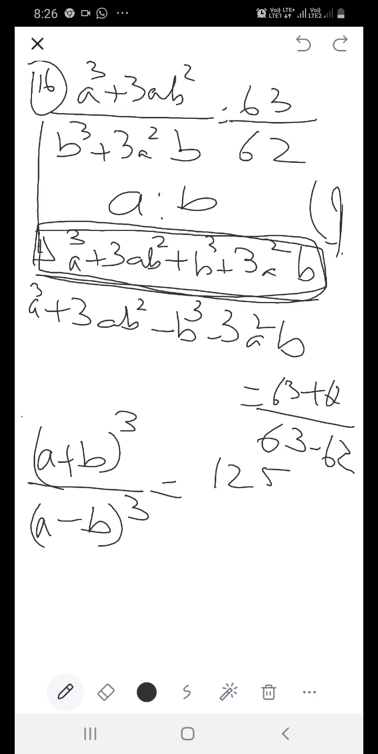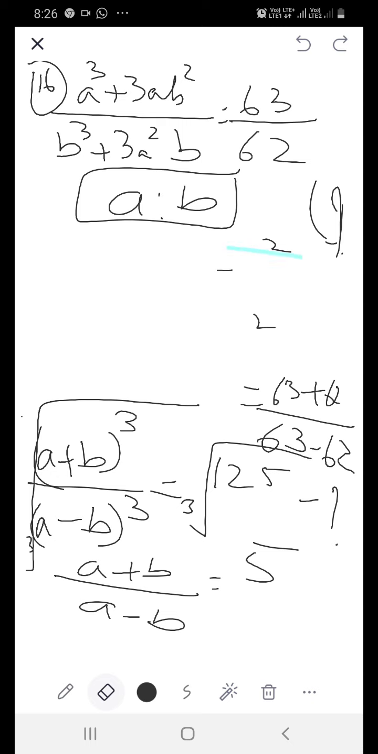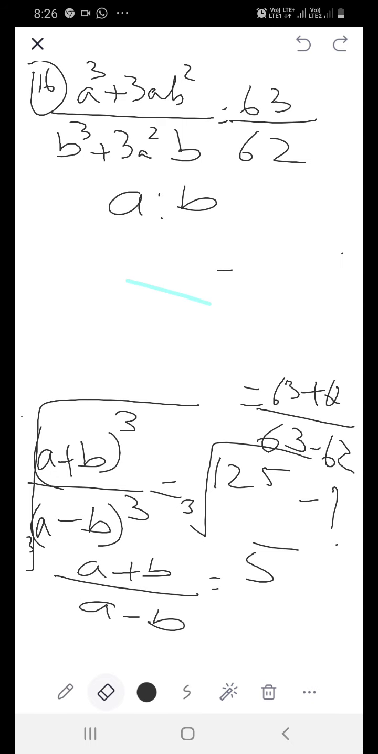Now you have to find a is to b, and to find a is to b, cube has to be removed. So taking cube root on both sides, write it here, taking cube root on both sides. So a plus b whole cube and its cube root, it will become a plus b. In the denominator it will become a minus b, and cube root of 125 is 5. Now you can cross multiply and find a is to b.